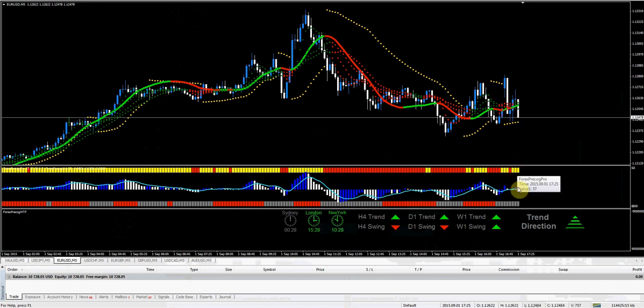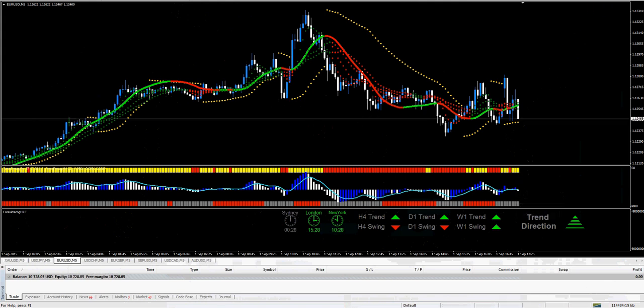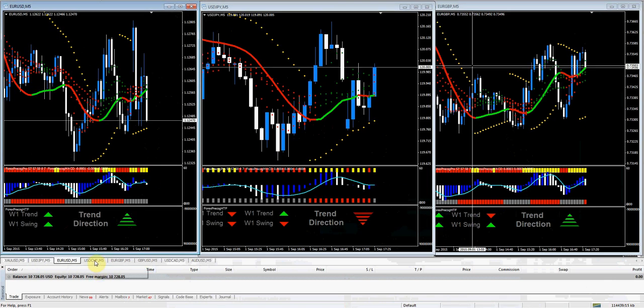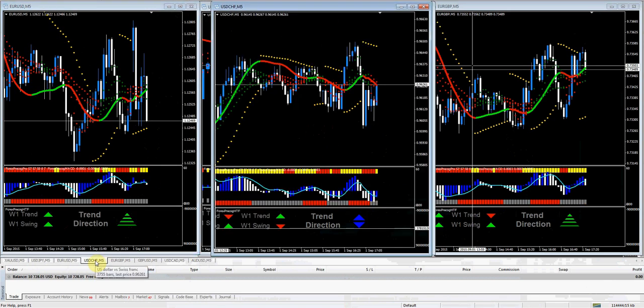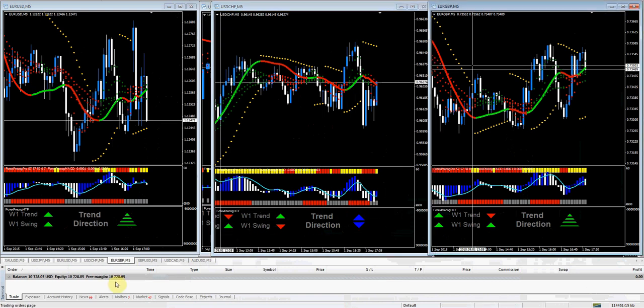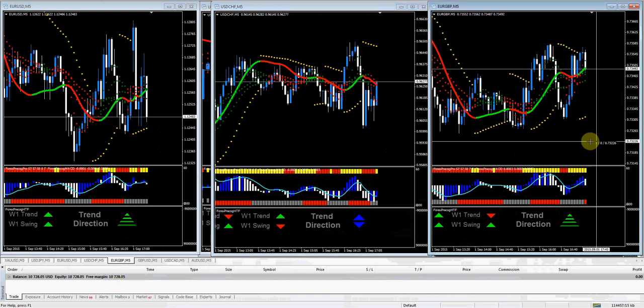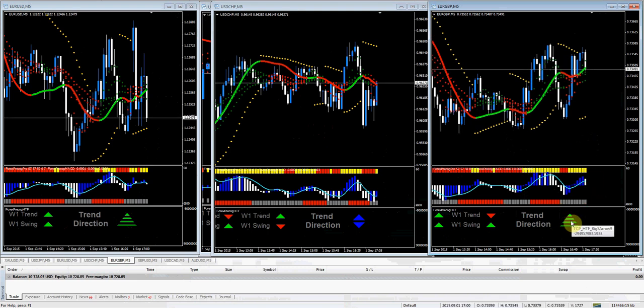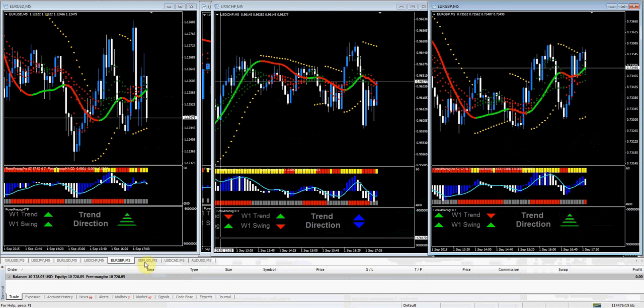All right, let's continue looking here. USD Swiss franc, indecisive. Euro GBP over here. This right here, the trend is obviously up right now, but we're not yet in a position to take a trade.